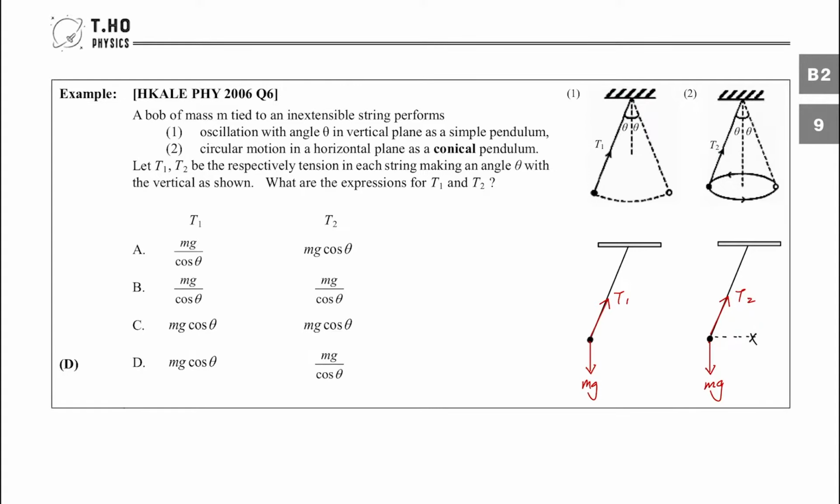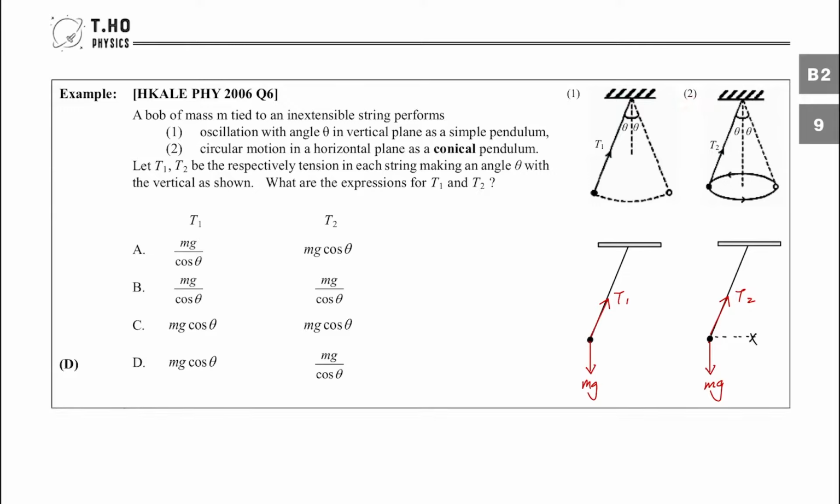Here we come to A-Level Physics 2006 question 6. So here we have two situations. Number one, we have a pendulum motion. So that's the pendulum, the bob will go back and forth, back and forth, back and forth. Okay, so it will follow this path, swing back and forth.